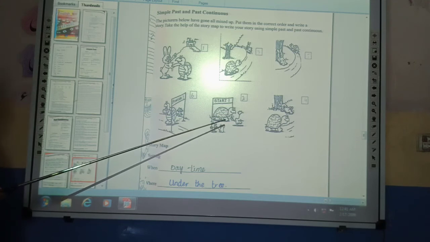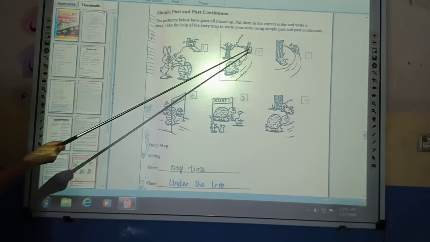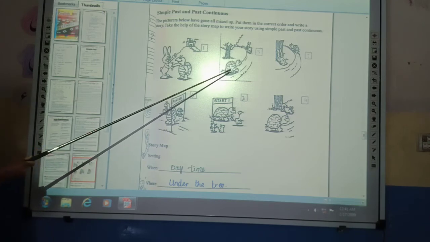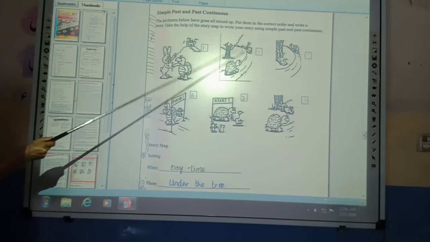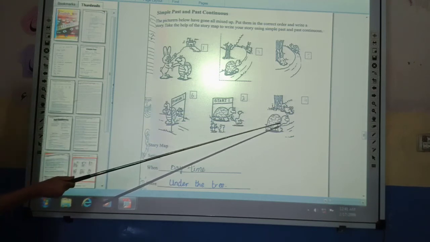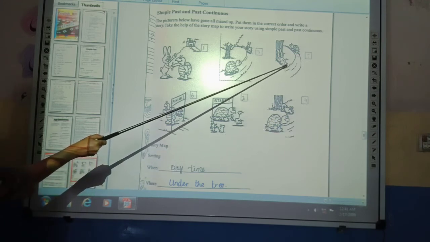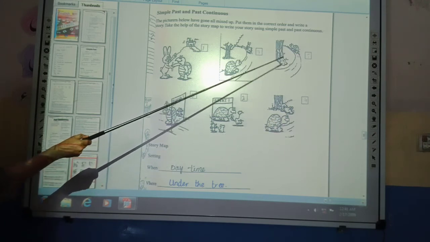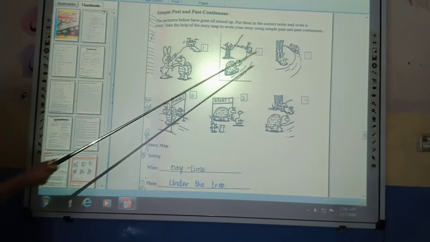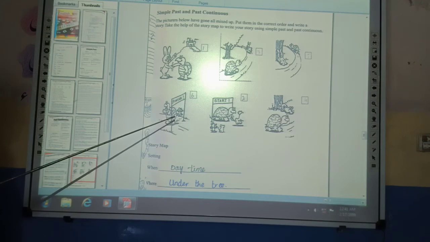Second one, and the race started. You can see the tortoise is far behind from the hare, and so hare thought to take some rest, but the tortoise was slowly moving on. He continued the race, and at last reached the finishing line first. So tortoise won the race.